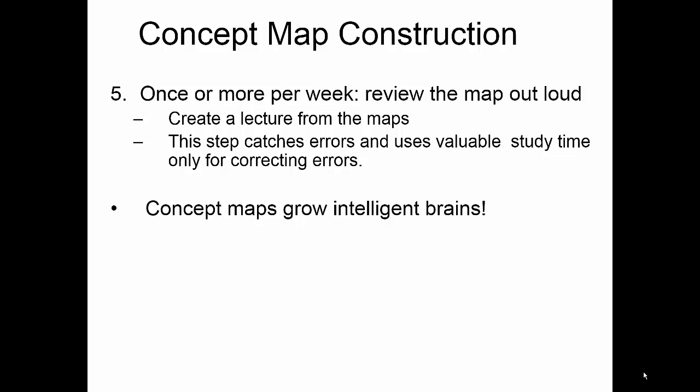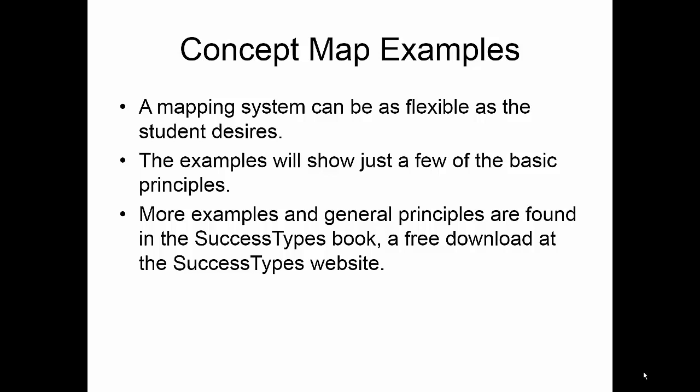It is this final step that makes all the difference in your final product and also in the development of your brain. Concept maps grow intelligent brains. Now, if you will keep these steps in mind, let's look at some examples of maps to see how the final product can look. The examples that follow show how flexible mapping can be. You can find more examples in the SuccessTypes book.